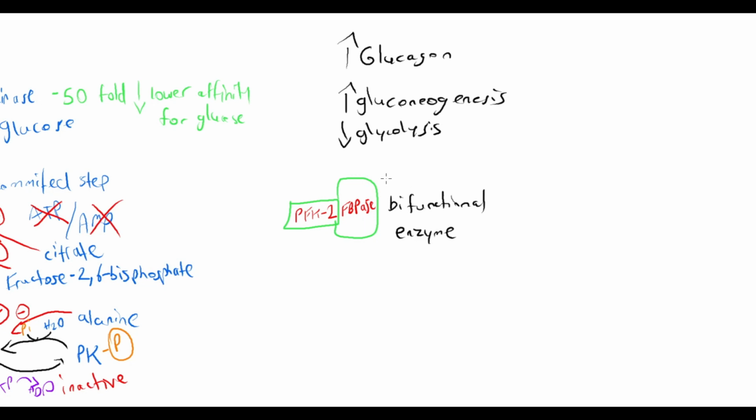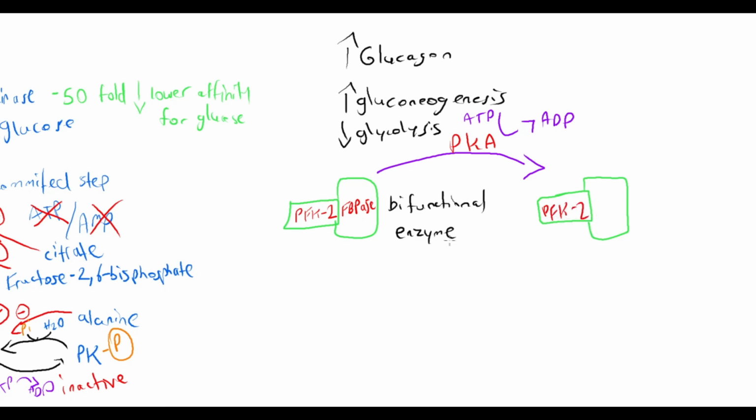And what this does is it catalyzes a phosphorylation. So you have PKA, right? Protein kinase A, and you use ATP, and you phosphorylate it, and you get the phosphorylated form of this bifunctional enzyme. So we're gonna have PFK-2. Oh, and this is fructose bisphosphatase 2.